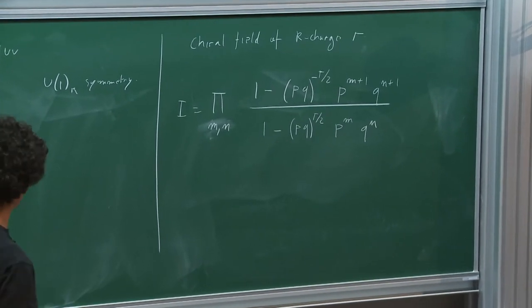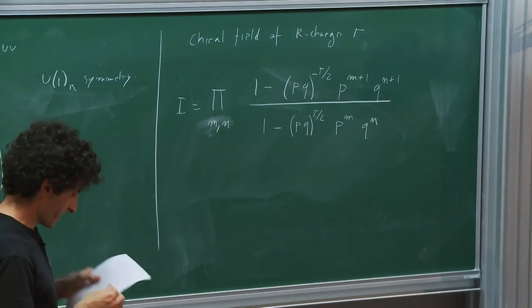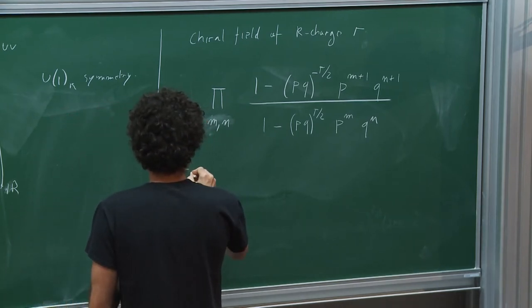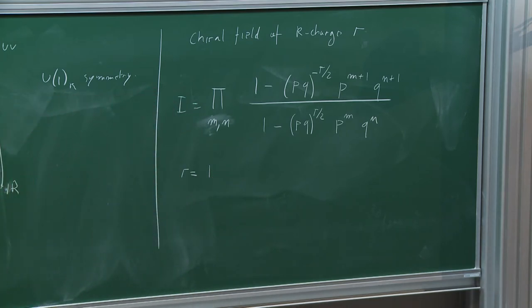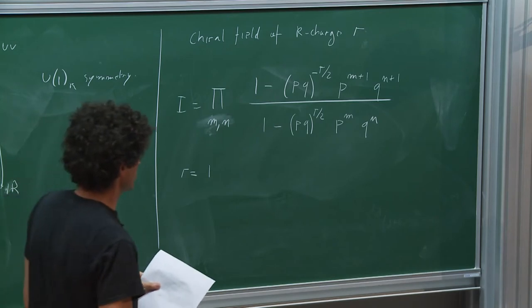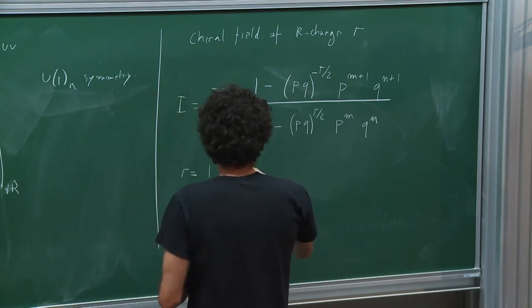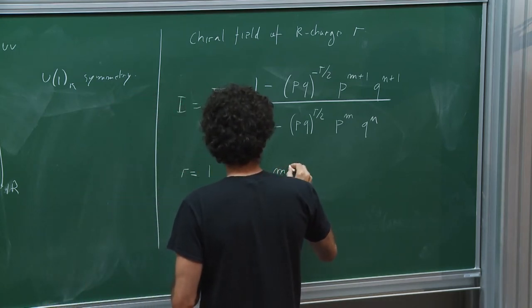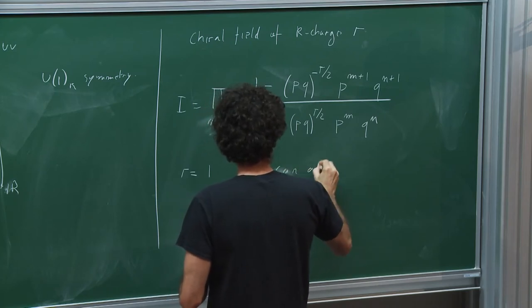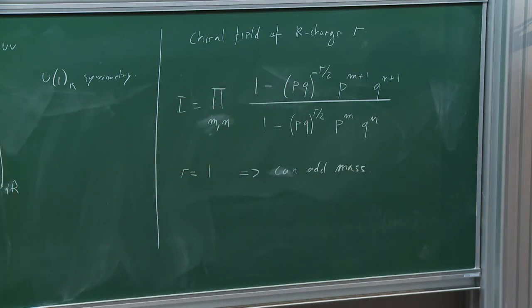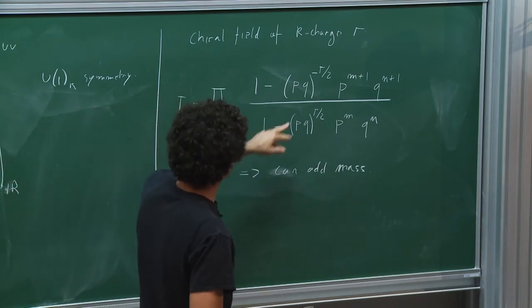And now we can check that these statements are right, at least in some very simple cases. For instance, let's suppose that the R charge of our chiral field is 1. Then that means that we could, in principle, add a mass term to the superpotential, because the superpotential will have R charge 2. So we can have a mass. And then we would expect the field theory to be gapped in the IR. So let's check what happens if R is equal to 1.